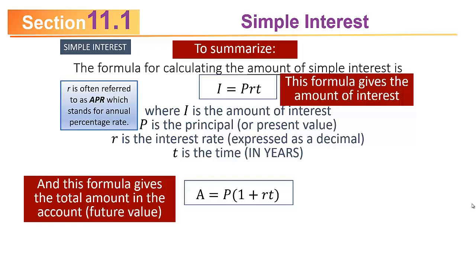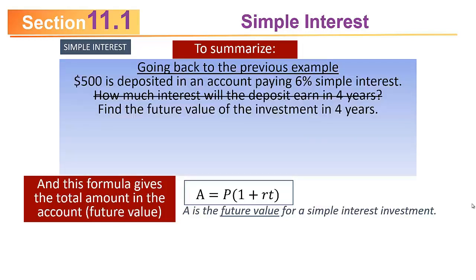That formula will take you directly to the amount in the account without calculating the amount of interest first. You can always calculate the amount of interest first and then add it back to the principal, but if you're only interested in how much is in the account, this is a little faster. That capital A again is called the future value for a simple interest investment.